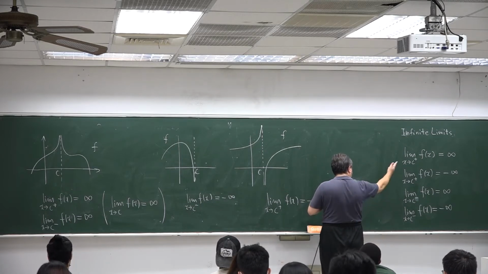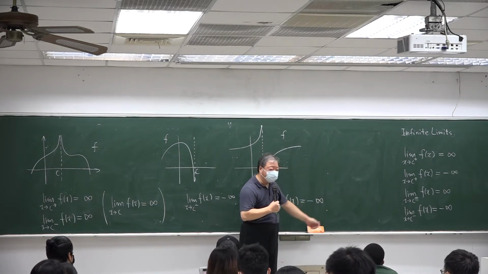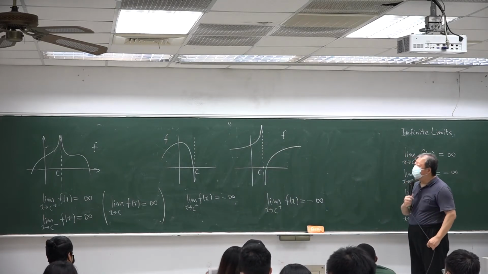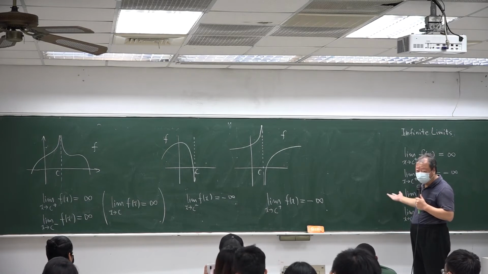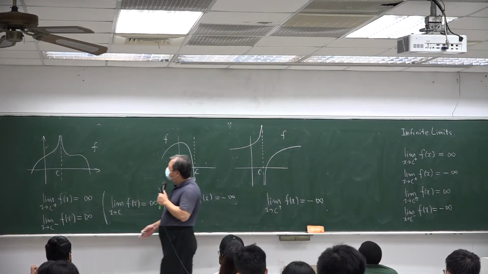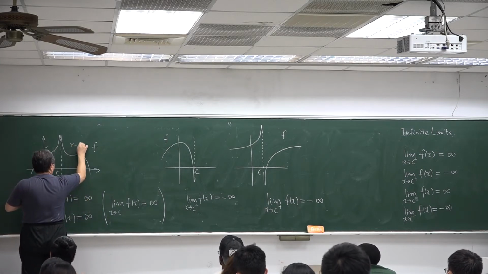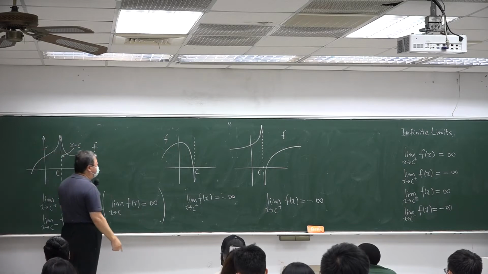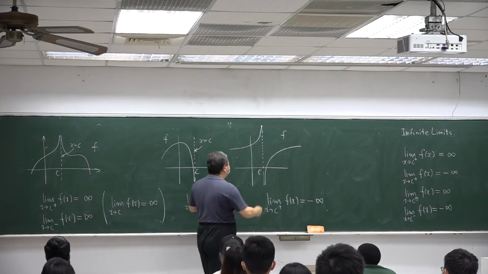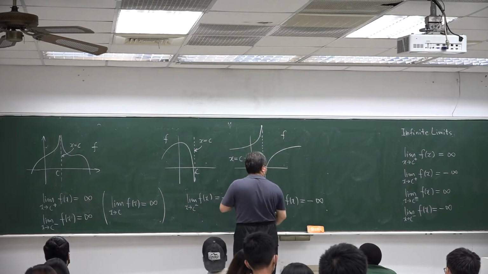any one of these, including the two-sided limit, if one of the four cases happens, then we say this vertical line whose name is x equals c. Vertical line x equals c. This straight line, vertical line, whose equation is x equals c.